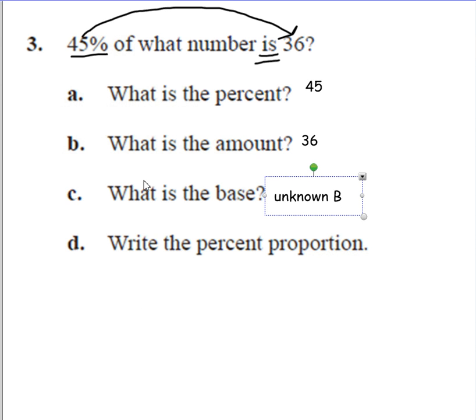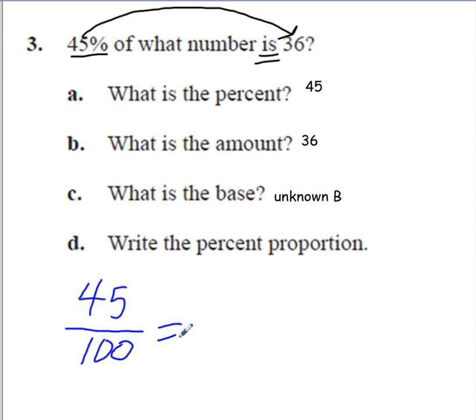And so to write this proportion problem, we are going to say that we have our 45, our percent. And again, it's out of 100. We know percent means out of 100. That's how we write it for our proportion. And that's the same amount as 36 is out of the total amount we don't know, the base.